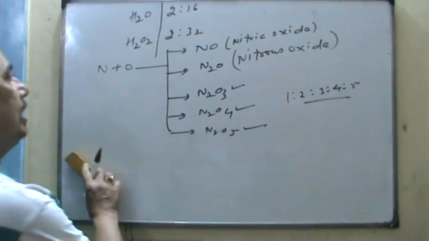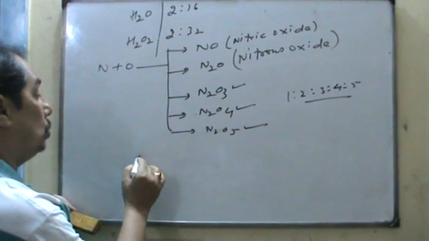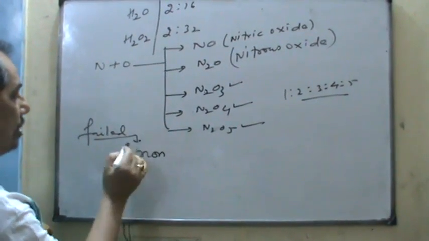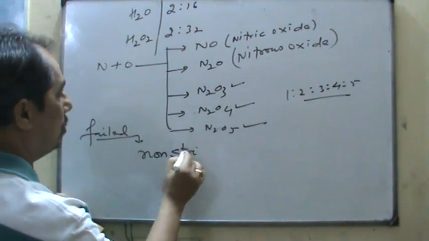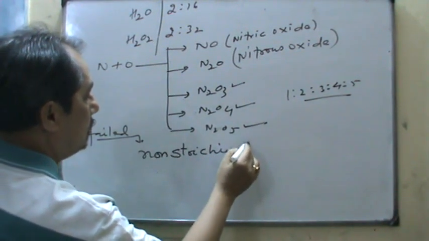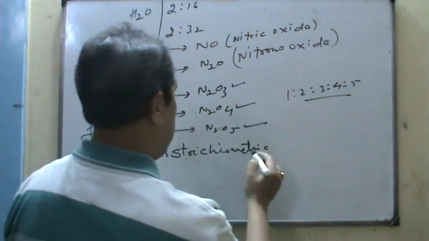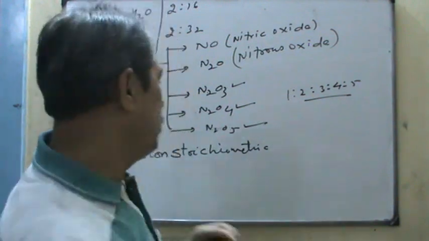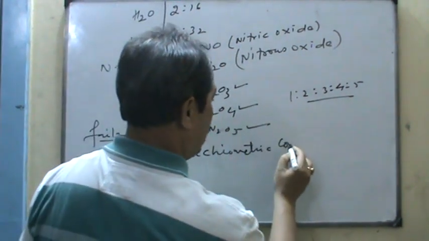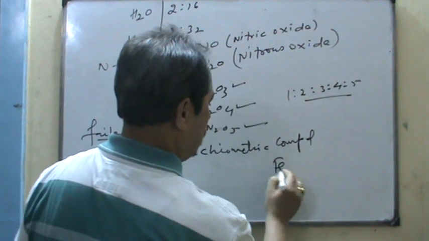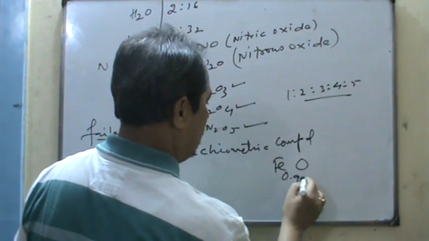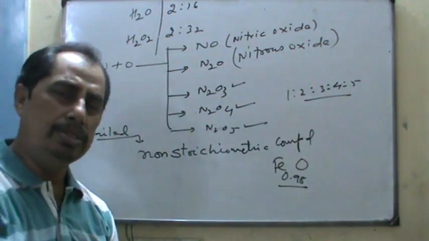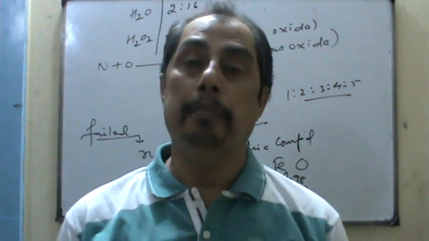This law also fails in the case of non-stoichiometric compounds. Such a compound doesn't have a fixed ratio of atoms; the atoms are found in fractions. Non-stoichiometric compound, for example FeO, has 0.98 iron. For that kind of compound, this law fails. So this is called the law of multiple proportion.